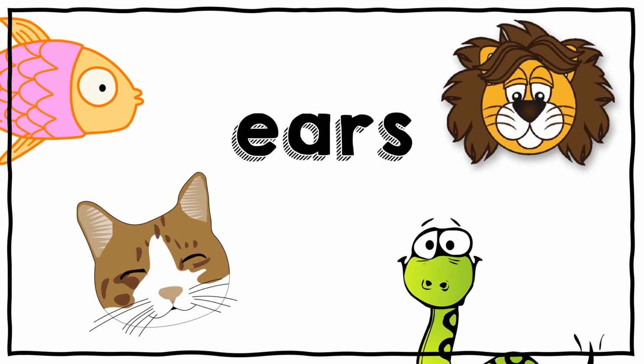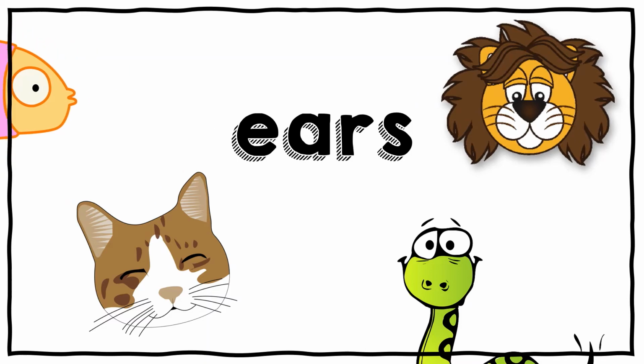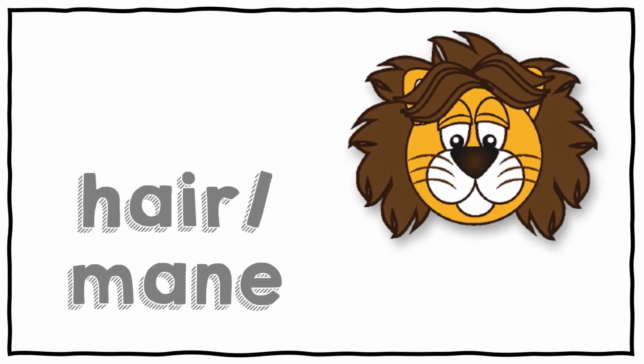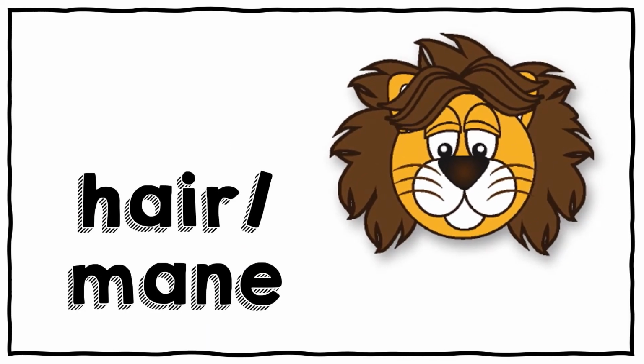Some animals have ears that can be seen. Others have ears inside their heads that cannot be seen or are not visible, just like snakes and fishes. The lion has hair just like ours, and it is called mane.